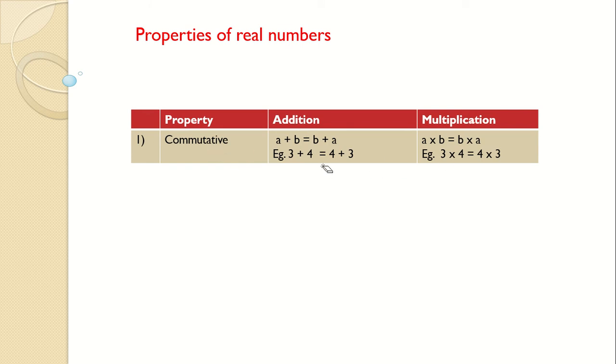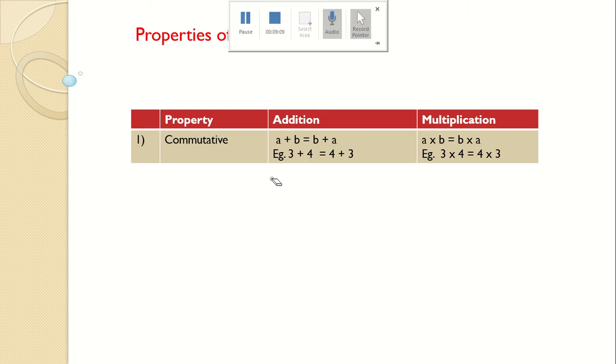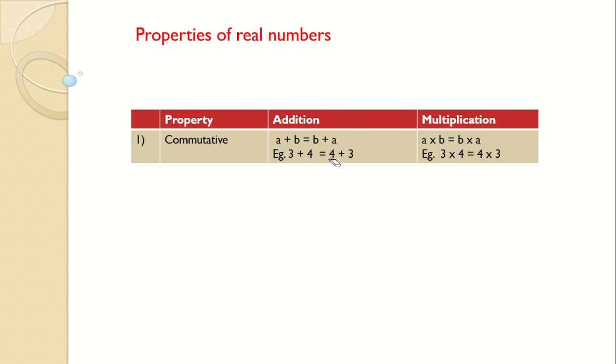Now what does this mean? This means that when you add two real numbers, the order is not important. You add 3 plus 4 or 4 plus 3, the answer is going to be the same. That means the order is not important. While multiplying also, 3 multiplied by 4 or 4 multiplied by 3, the answer is going to be the same. So the order is not important here.